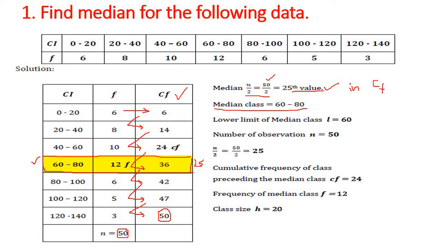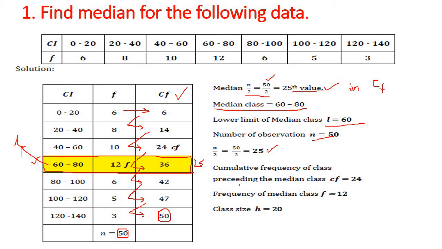Because n by 2 is the 25th value, which falls in the class interval 60 to 80, and for this class interval the frequency is 12. Next, the lower limit L is equal to 60. This 60 is the lower limit of the class interval. The total number of observations is 50, so n is equal to 50, and n by 2 is 25.